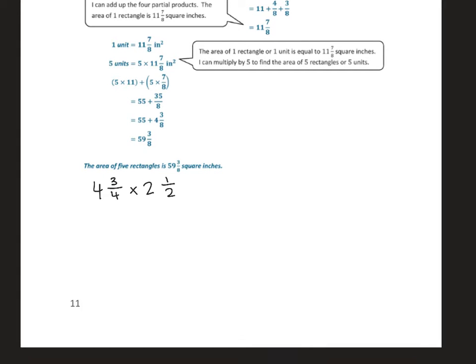So the first thing you're going to do is take this multiplication sentence and rewrite it, breaking up the whole numbers and the fractions, just like you would do if you were labeling your area model. So I'm going to write 4 plus 3/4 in parentheses times 2 plus 1/2. All right, so I'm going to write it that way.